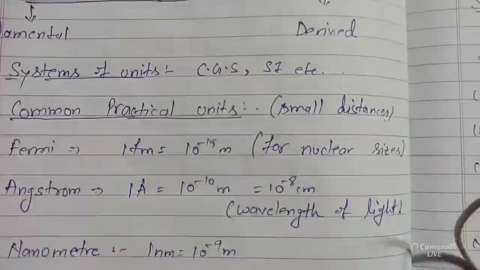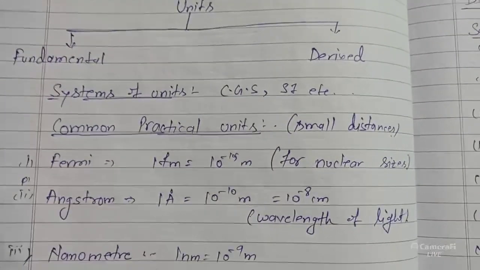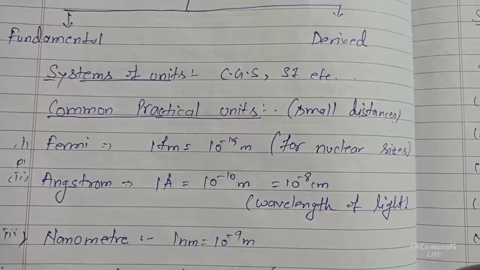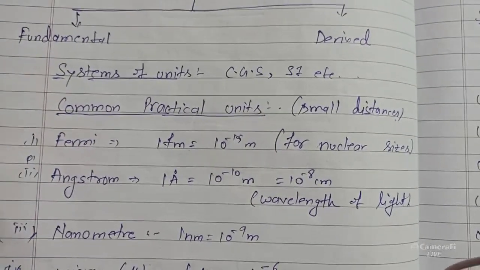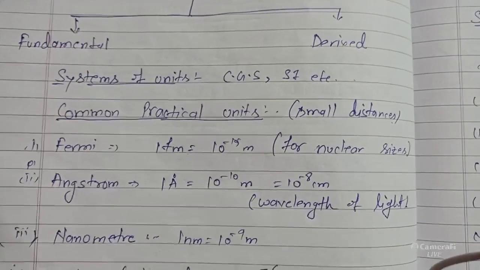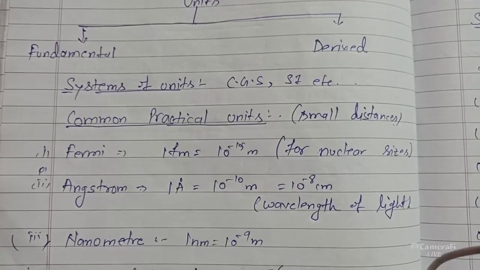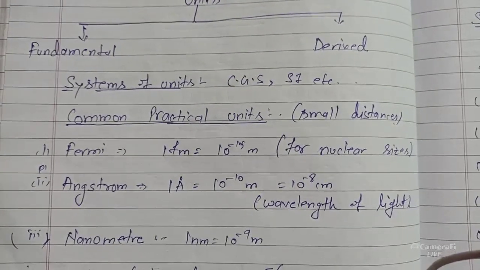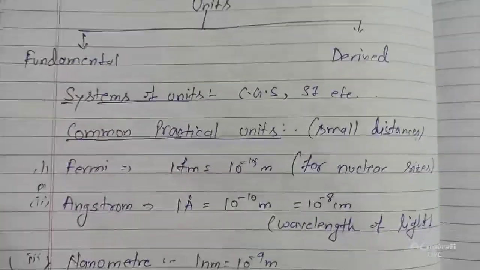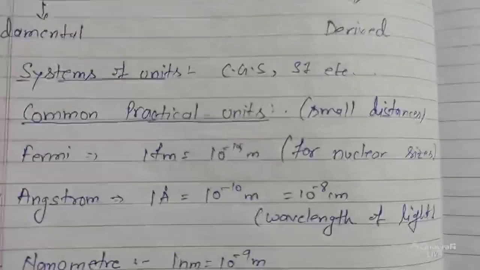Now, systems of units. We know that there are two systems of units. One is CGS and the other one is SI. You can define them very easily. The unit of mass in CGS is gram, and the unit of mass in SI is kilogram. Similarly, the unit of length in SI is meter, and the unit of length in CGS is centimeter. In this way you can define what CGS and SI units are.